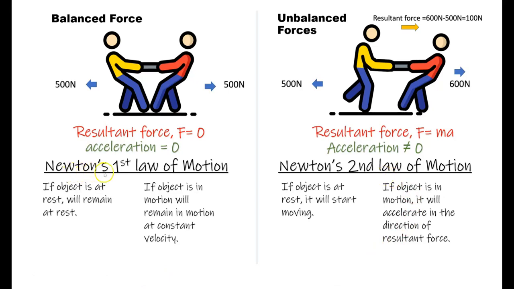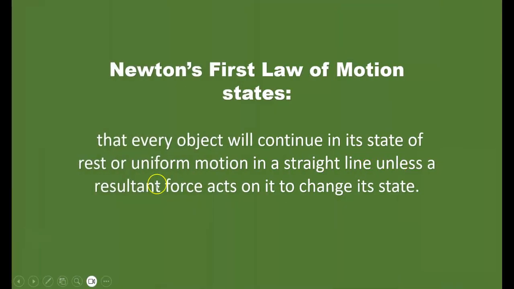In our previous lesson, we learned that Newton's first law occurs when the forces acting on an object are balanced. That is, there is no resultant force, and the object either remains at rest or continues to move uniformly unless a resultant force acts on it.